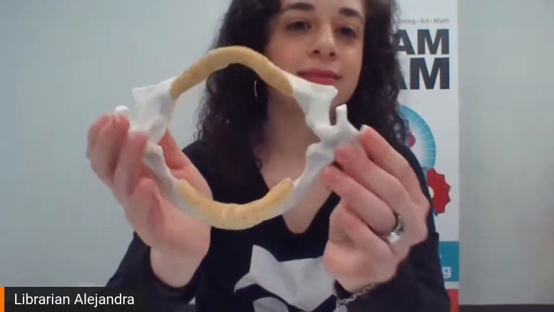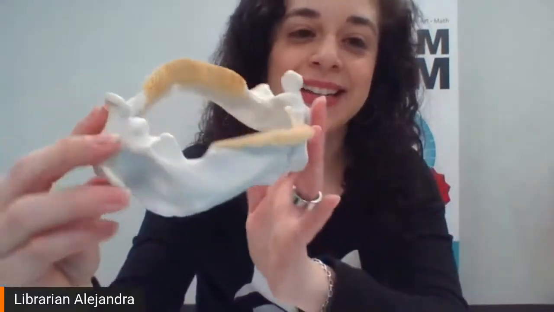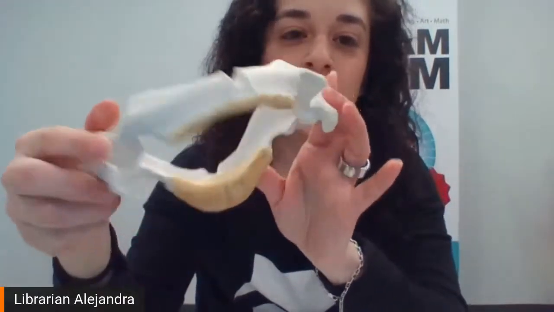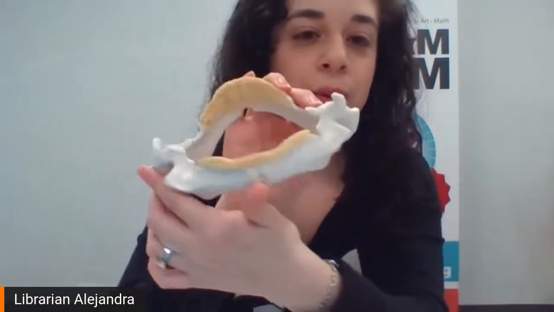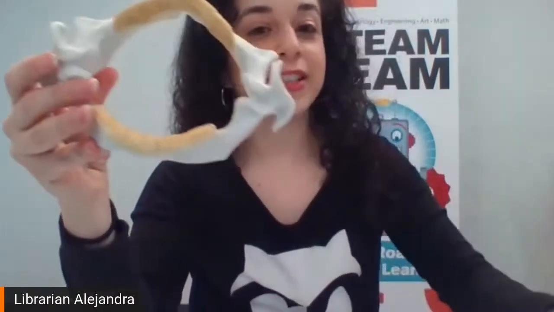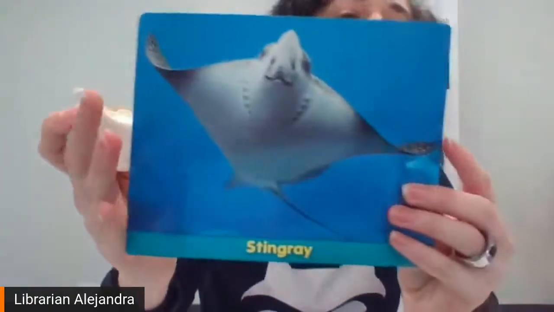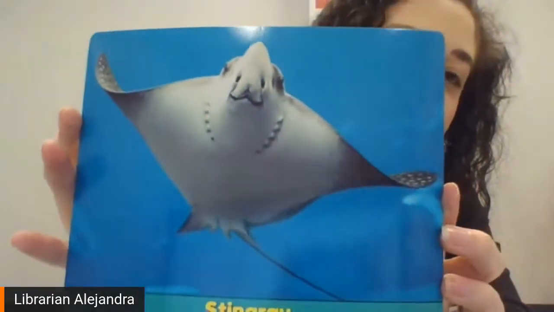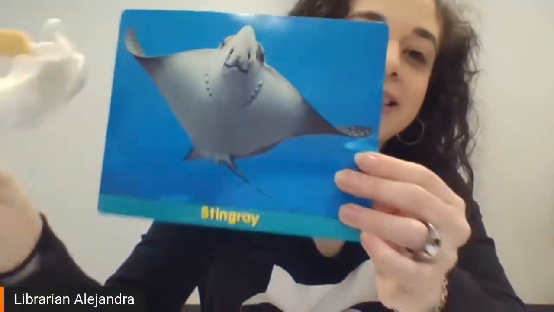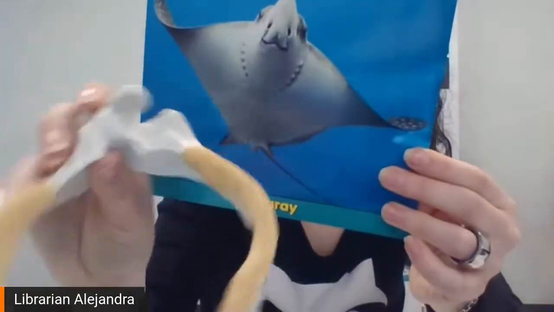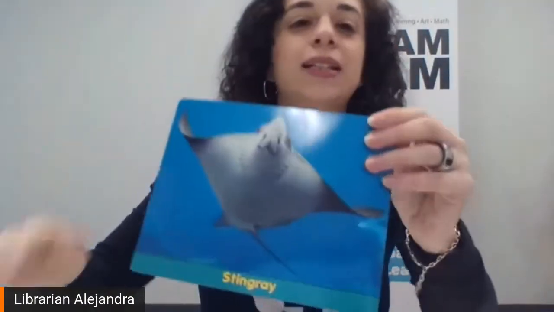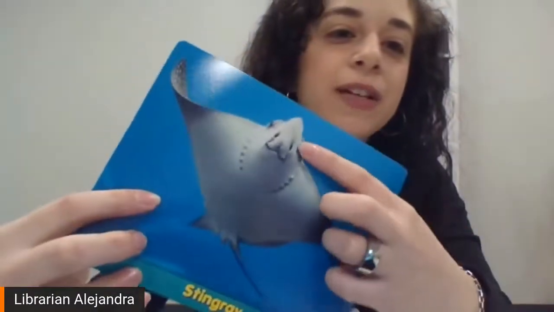All right, how about, ooh, this one's pretty cool. So this is a jaw, a mandible of a stingray. If you don't know what a stingray looks like, I have a picture right here. This is a stingray. And this is its jaw. Stingrays are pretty cool. It looks like it's flying when it's in the water because it flies like this with the tips of its fins over here.